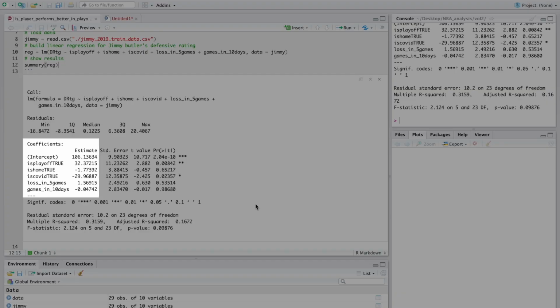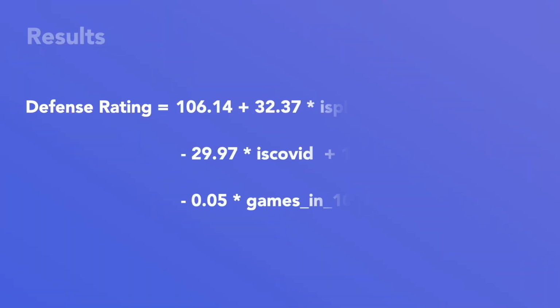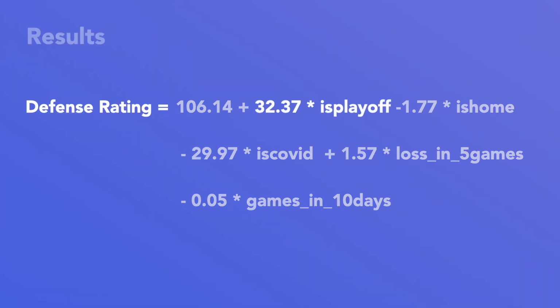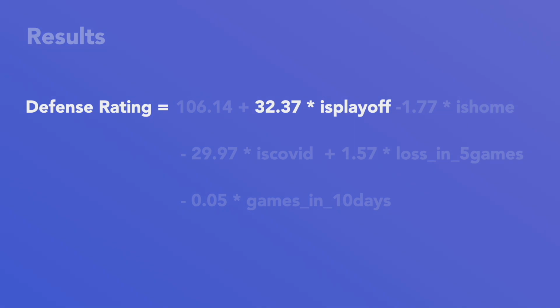For now, we do not need to understand the standard error, t-value, and p-value, and this will be covered in future videos. The result shows that Jimmy Butler tends to allow 32.4 more points per 100 possessions in the playoff season, holding all the other factors the same. Meaning Jimmy actually did worse on defense in the playoffs.